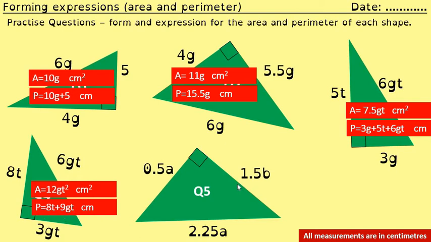And question 5, we were practicing multiplying our decimals a little bit here. For our area, we had to do a half times 0.5a times 1.5b, which gives us 0.375ab. And then perimeter is the 3 sides added up, and we do have some like terms here with 0.5a and 2.25a. So our perimeter is 2.75a plus 1.5b centimetres.